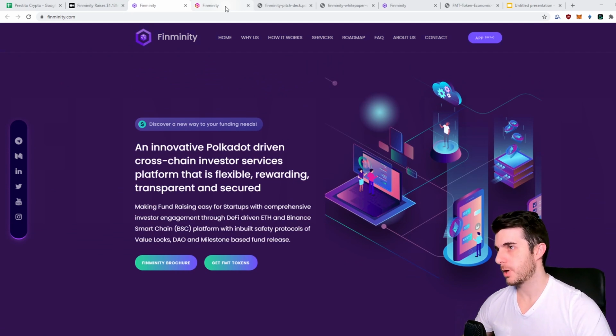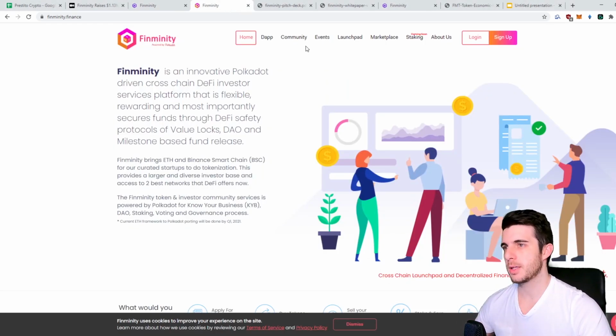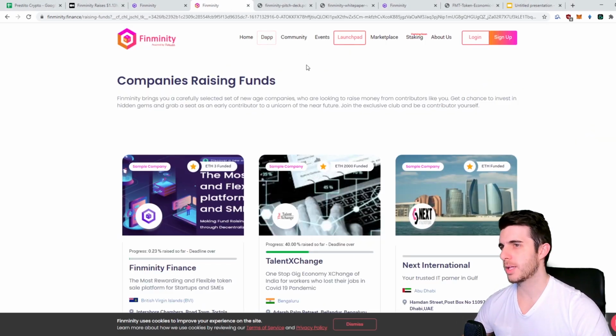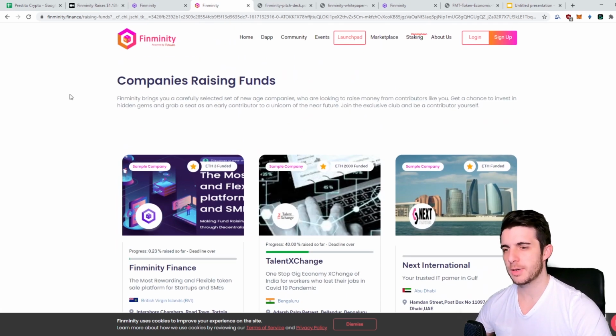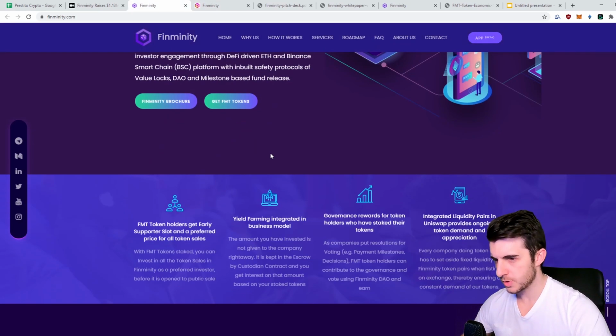So what's really pro as well is they've actually got their app up and running. If we have a look at their launchpad, it's still in beta phase, I believe, as they say on their website. But you can see this is an idea of how it's going to be. It's not really like a public sale launchpad. It's more of a private sale launchpad from what I can understand, because they say you're investing before it goes into the public sale. And you can see they're going to have a marketplace, events, and staking, which is going to be coming soon.